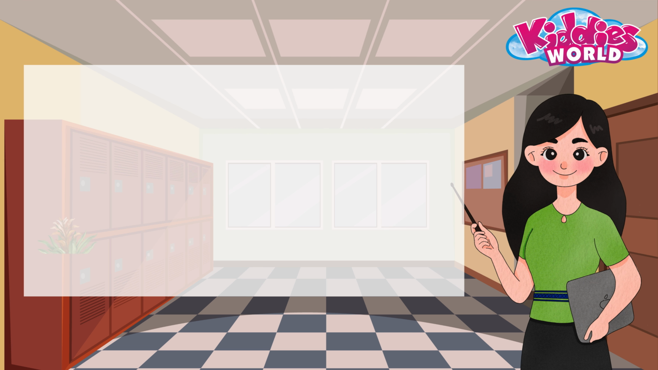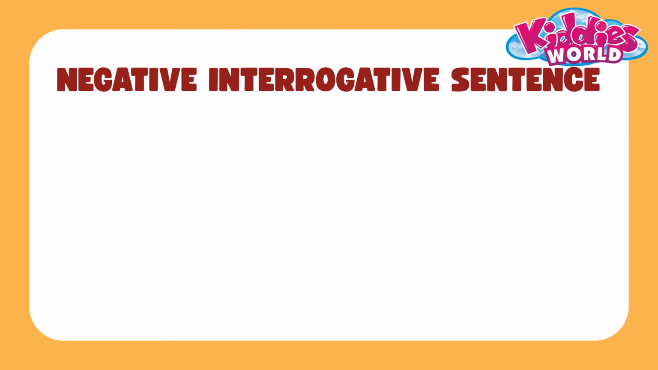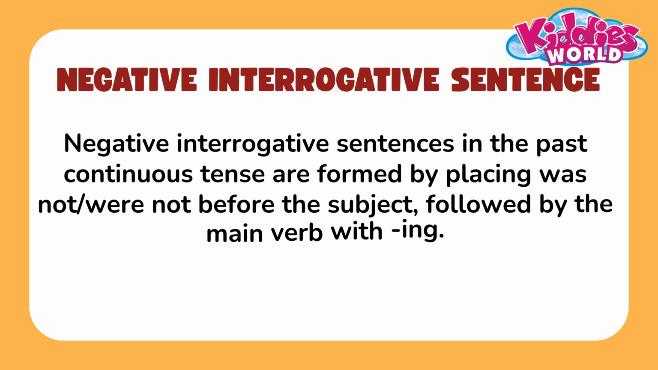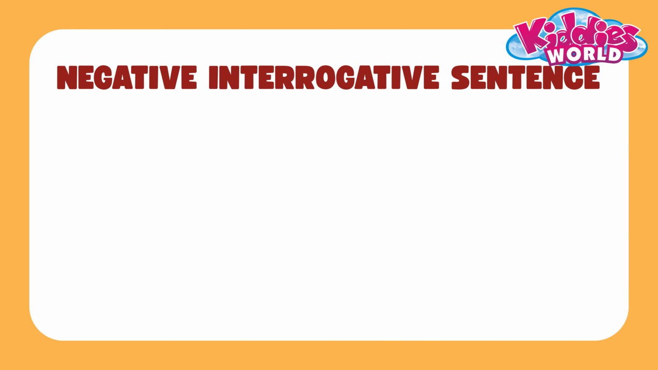Negative interrogative sentences. Negative interrogative sentences in the past continuous tense are formed by placing wasn't or weren't before the subject, followed by the main verb with ing. Check the form and example.